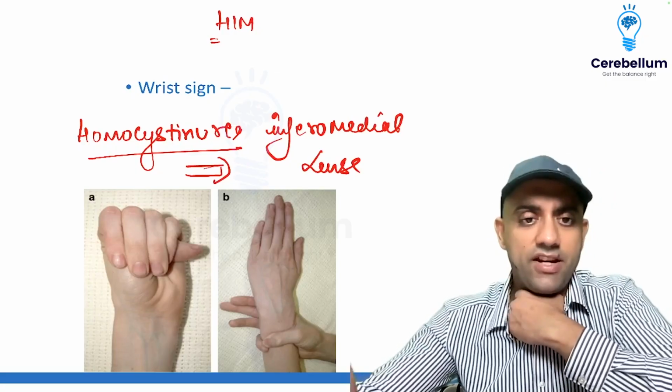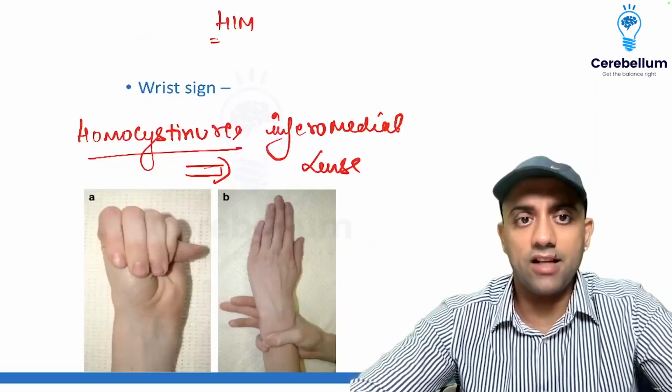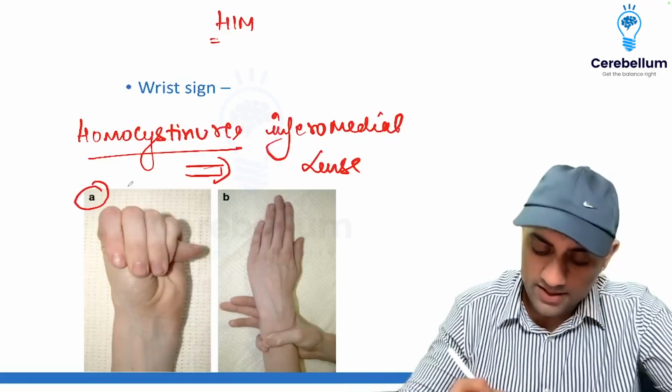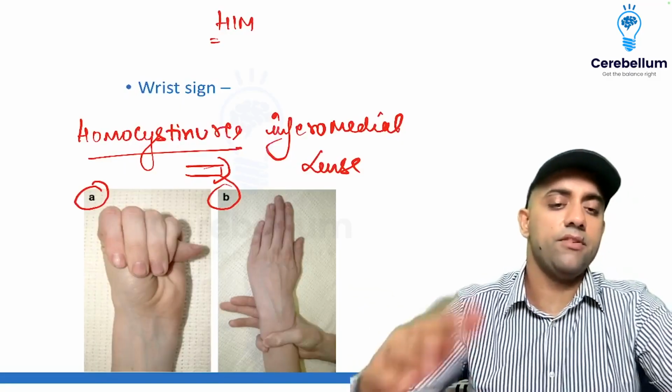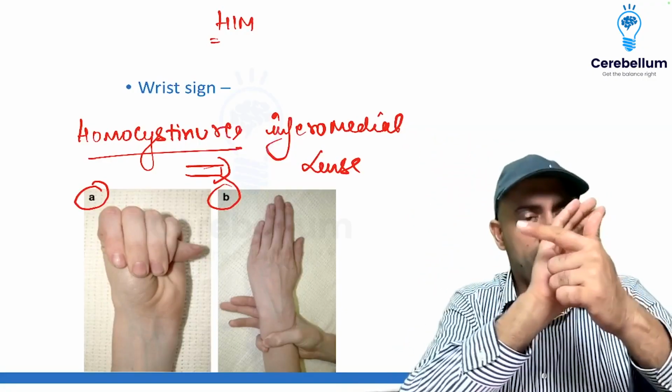Actually, two signs are seen very commonly: the wrist sign and the thumb sign. Okay, this is the thumb sign, and the wrist sign. Basically, I'll tell the patient to make a fist, and the thumb will be outside of the fist.